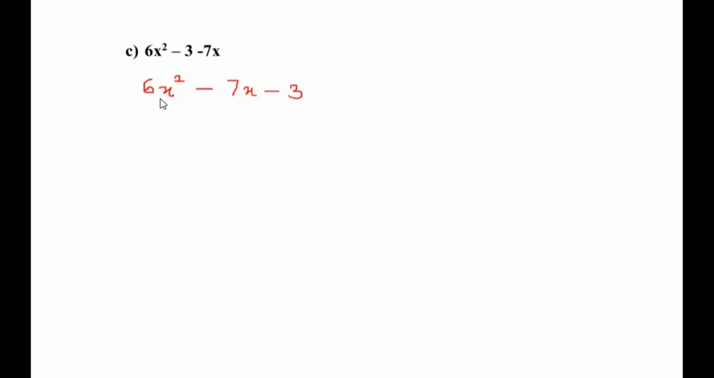So the first term comes x square, then the x, and then the constant. Once we have got this, let us find out the sum and product of the given expression. So again we are going to multiply the first coefficient with the last coefficient. So we get 6 times negative 3. So we have here negative 18.